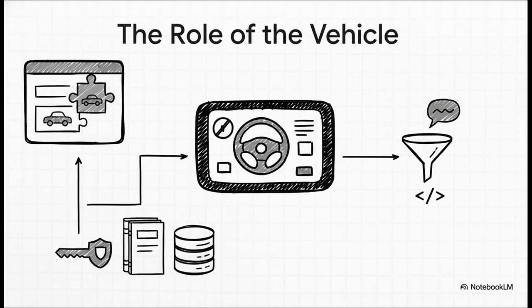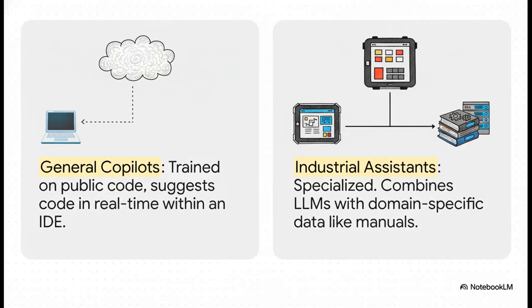Second, it translates your simple, plain English request into the perfect, sophisticated prompt for the engine. And third, it can add special features, like giving the LLM permission to look at your company's private documents to get more context. Now, of course, not all vehicles are built the same. On one side, you have your general-purpose copilots, like for coding. They're amazing. They're trained on huge public code bases, and they're great at suggesting generic code.